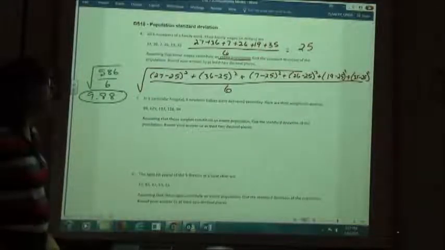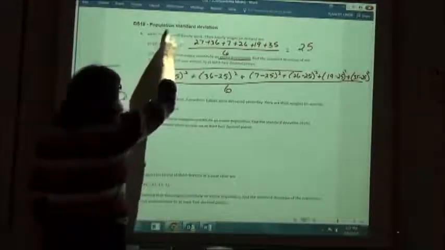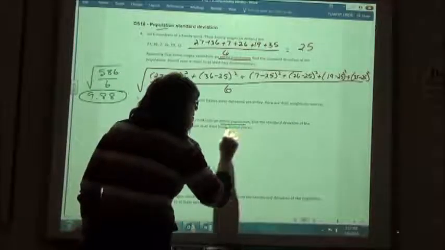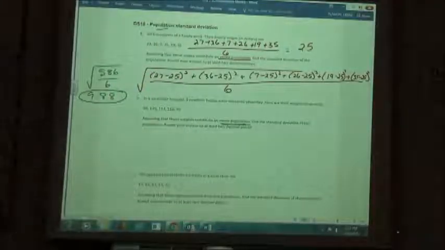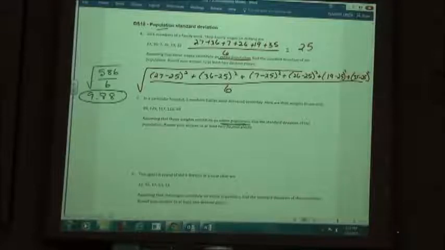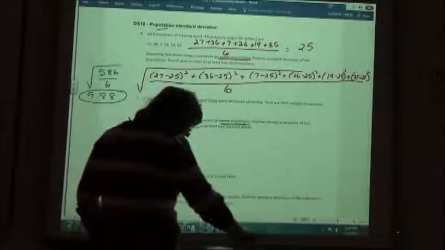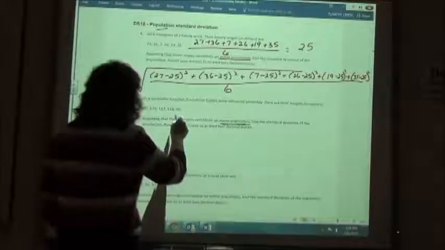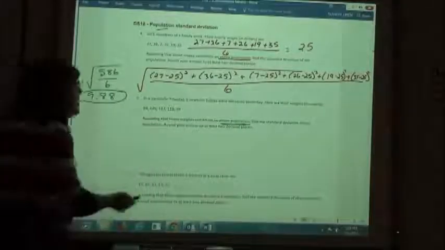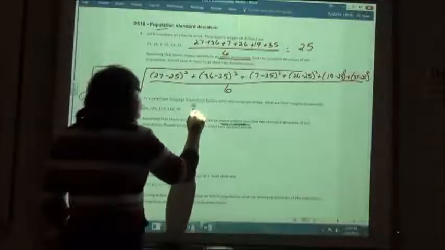So number 5, same thing. We're doing the population standard deviation, which means we have the entire population. It will say that in the problem. I point that out because when you get on the assessment, you have 2 kinds of standard deviations and you want to make sure you're using the right formula. First thing we're going to do is find the mean of our list of numbers. So we're going to add them together.